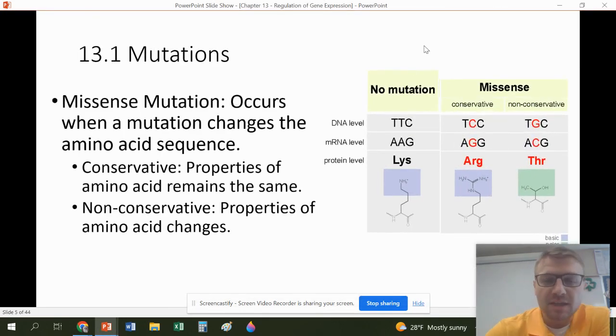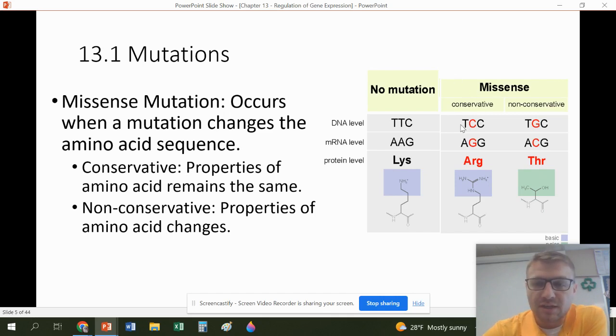Now, we have two different types of missense mutations. Missense mutations occur when the mutation causes the amino acid to change. So you can see here we have no mutation, TTC produces AAG, which produces lysine. Now, our two different types of missense mutations are conservative and non-conservative mutations. This has nothing to do with politics. This just basically looks at whether the properties are the same as the original amino acid or different.